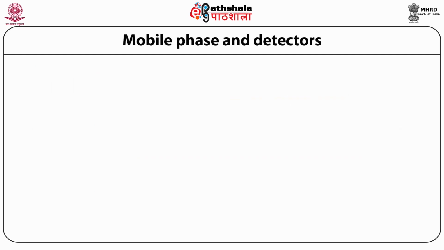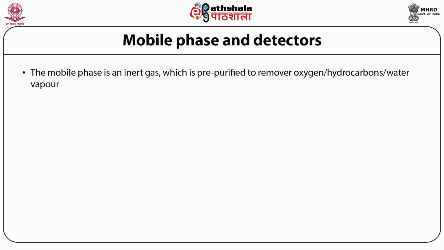So the carrier gas, or the mobile phase, like we've already seen, is an inert gas like helium or nitrogen. Before it's flushed into the column, this inert gas is pre-purified to remove oxygen, hydrocarbons, or water vapor. And the flow of the carrier gas is also maintained by a controller. The flow needs to be regulated, because that will also decide the retention time of a particular analyte.